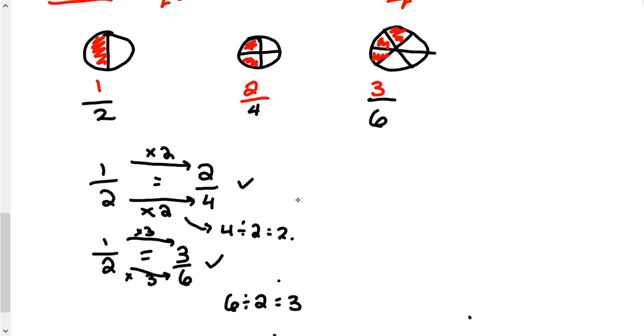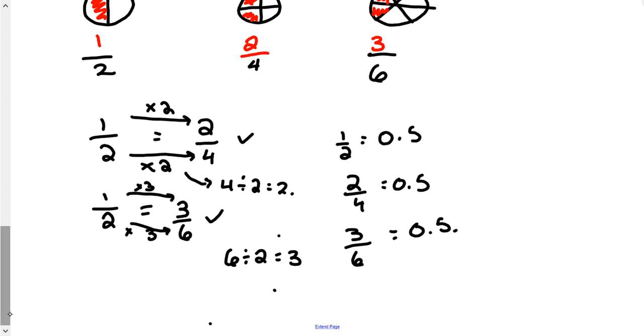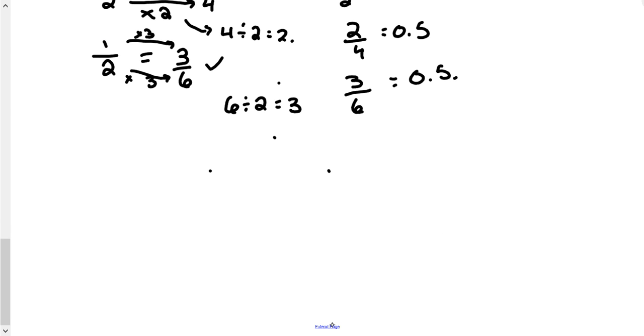The other thing that we can check too is that 1/2 is equal to 0.5. 2/4 is equal to 0.5, and 3/6 is equal to 0.5. So what you have to make sure to do is you can also check those decimal values. So let's do a more concrete example here.